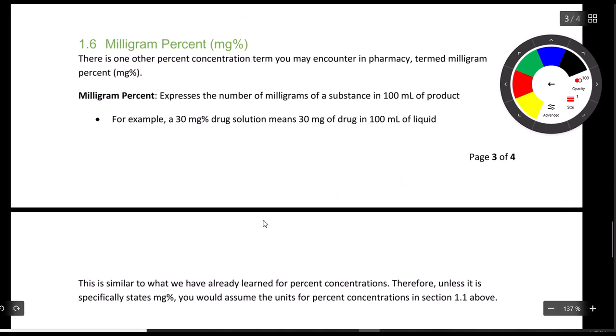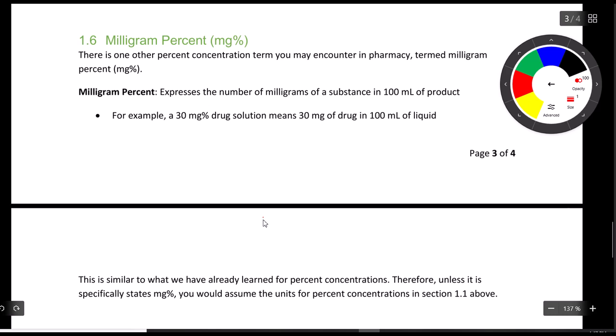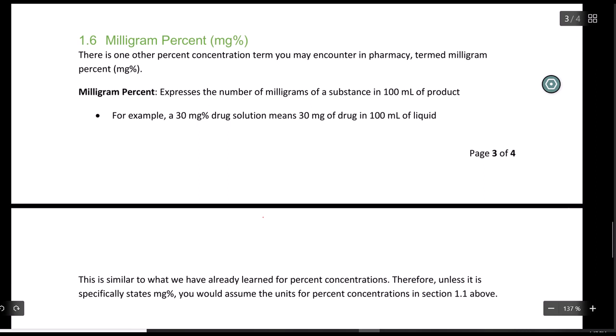You might see times where there is a different unit for the percent concentrations. We've done grams or mLs. If there ever is a time where it's going to be different, it will specifically state that. For example, one that you may see, it's not that common, is that it might say 30 milligram percent. So that is different than saying 30%. What's the difference here? 30% versus 30 milligram percent.